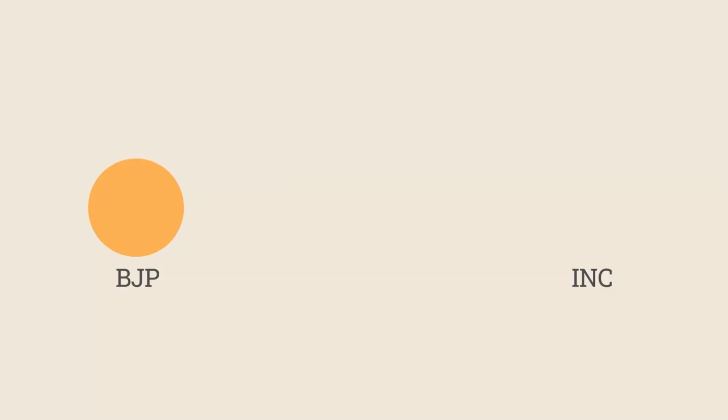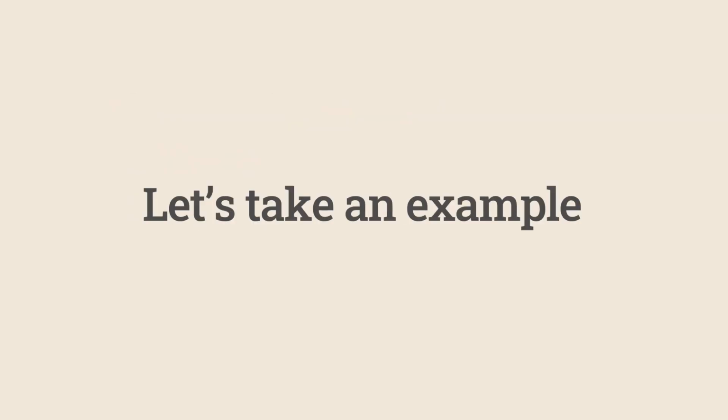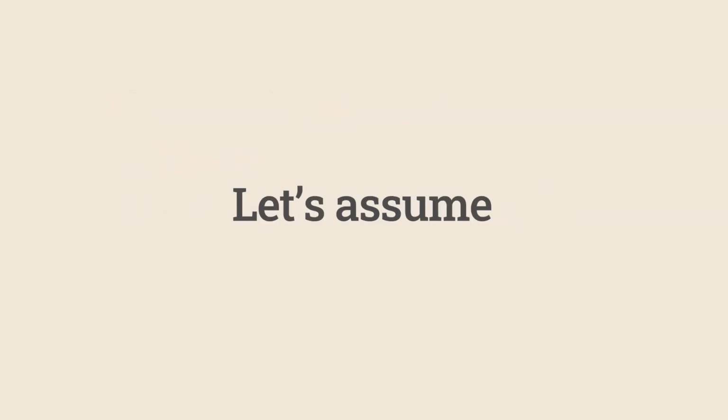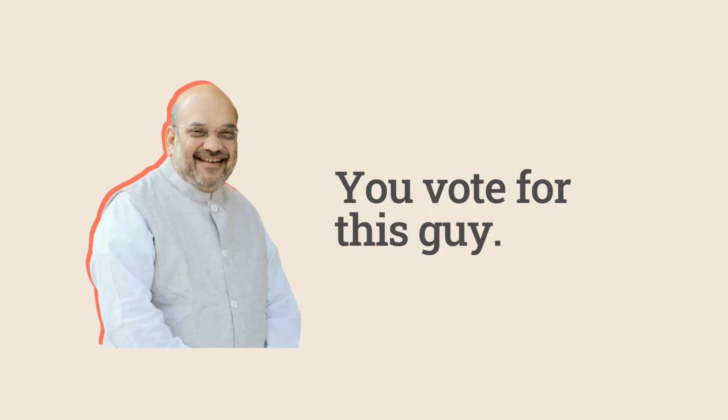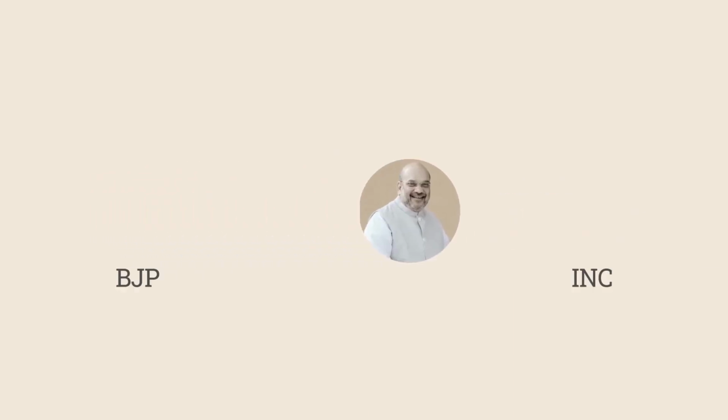Defection happens when MLAs or MPs switch political parties after getting elected. They usually defect for money or for a higher post like minister. Let's take an example. Let's assume you vote for BJP candidate Amit Shah. He becomes MP, but after getting elected, he joins the Congress. He may have joined the Congress for any reason.